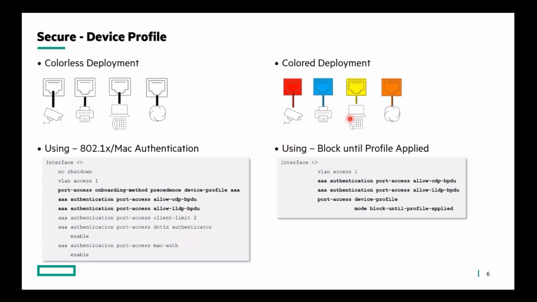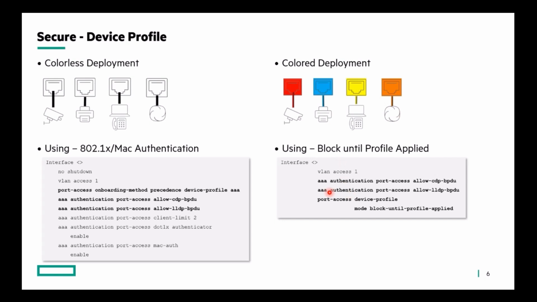In the color deployment, the admin knows which port has been connected to which type of end device. Hence, they can have specific configurations for the AP connected port, and for the rest of the end client connected ports, they can have a different set of configuration. So in that case, what is the configuration to securely onboard an AP?